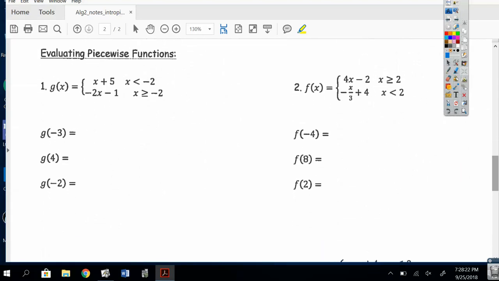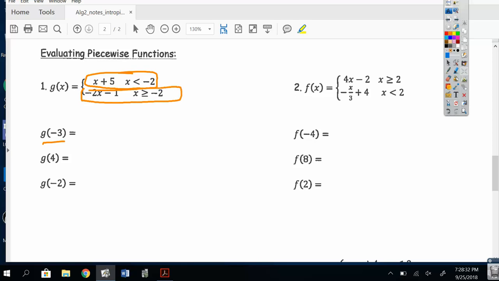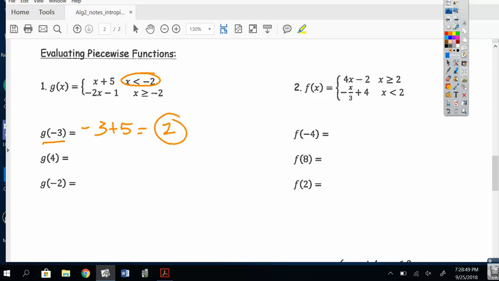So now I'm going to evaluate piecewise functions. So when g is -3, am I plugging it into this top equation or am I plugging it into this bottom equation? Well, I want to plug it into the top equation because it fits this restriction. -3 is less than -2. So I've got to plug it into the top equation. So I would do -3 plus 5, that equals 2. So g of -3 equals 2.